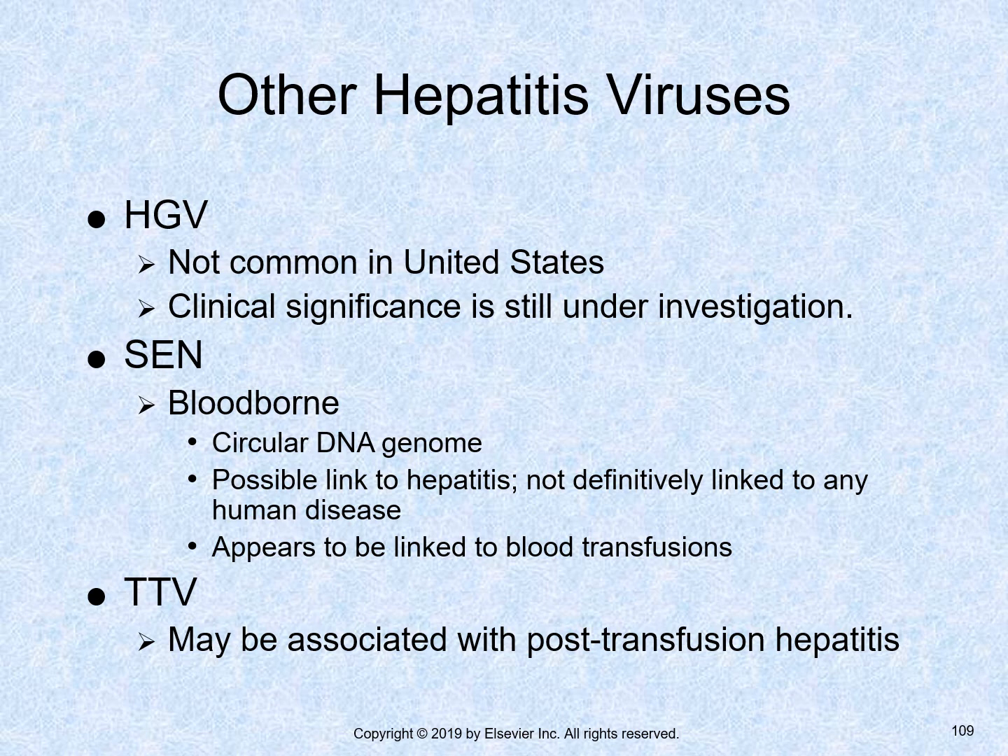SEN virus has a circular DNA genome. It's a blood-borne pathogen, and although originally suspected to be a cause of hepatitis, it's not definitively linked to any human disease. Transmission appears to be linked to blood transfusions.